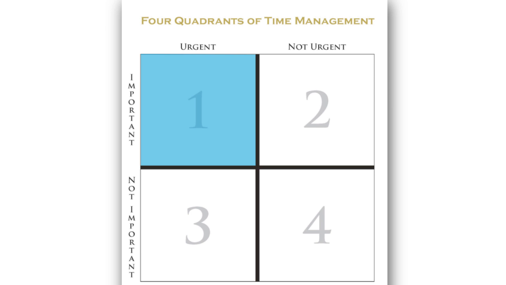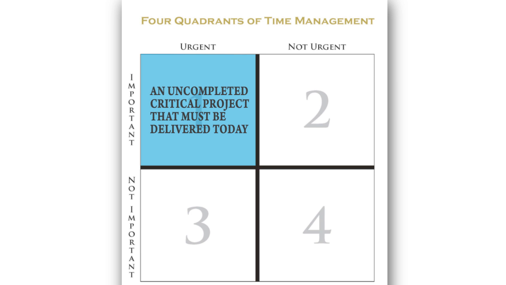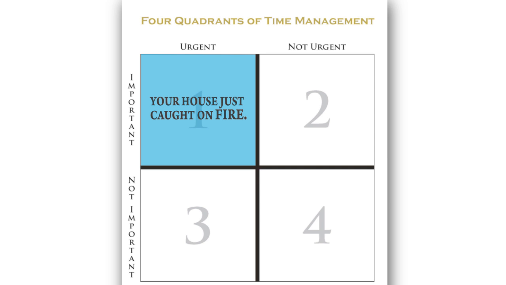An example of Quadrant 1 might be an uncompleted critical project that must be delivered today. Or your house just caught fire. Urgent? Yes. Important? Absolutely. A phone call from an upset customer also falls into that category. It's something you have to respond to immediately that cannot be ignored or put off.